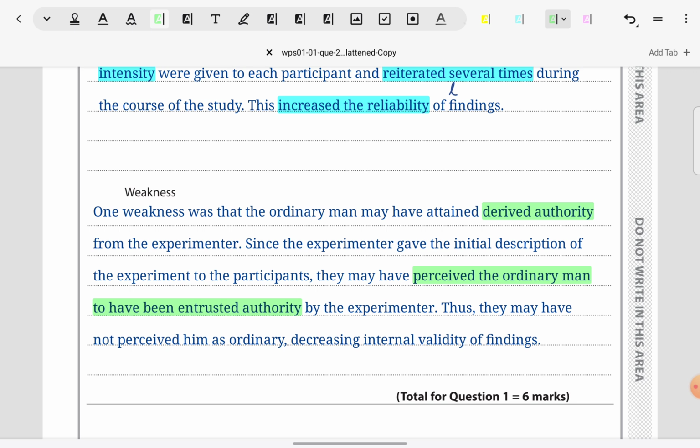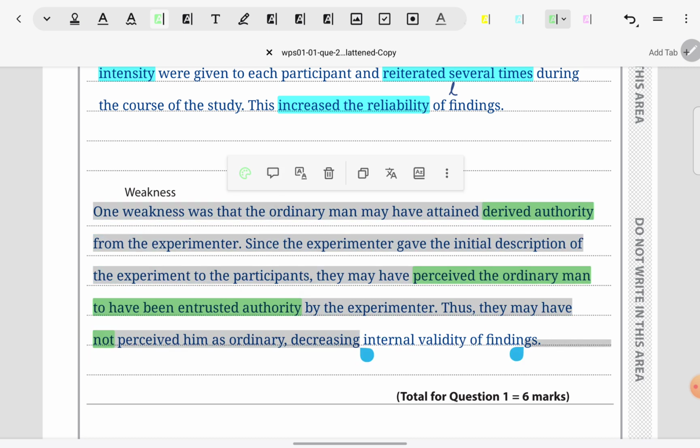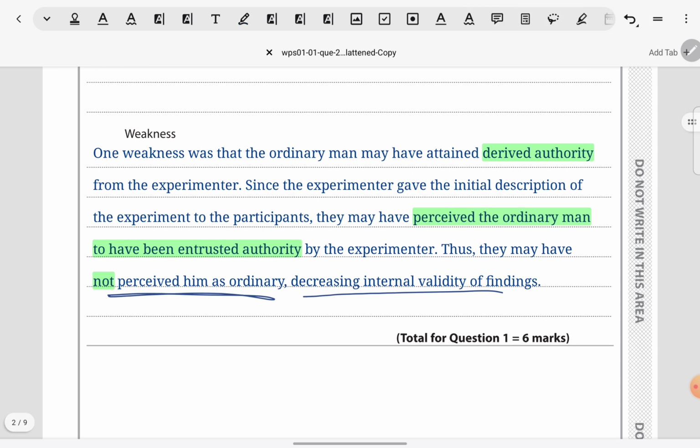So that begs the question, what if there were some of them who felt he was legitimate authority and that's why they gave the shocks, the ones who did continue till the end? In that case, we can't say that the results are fully valid. So what decreases is the internal validity of the findings. Okay, so just see, not perceived him as ordinary, which could decrease internal validity.